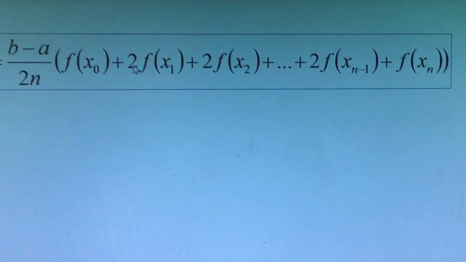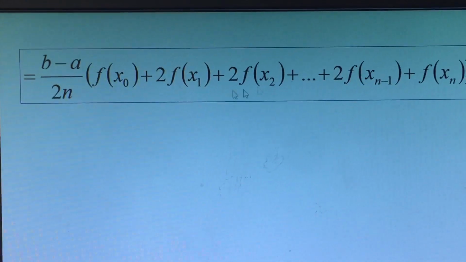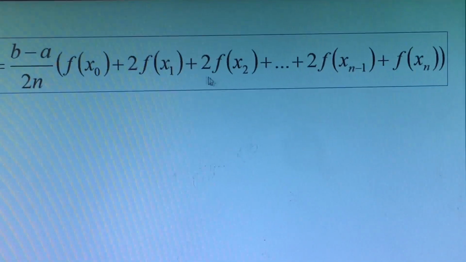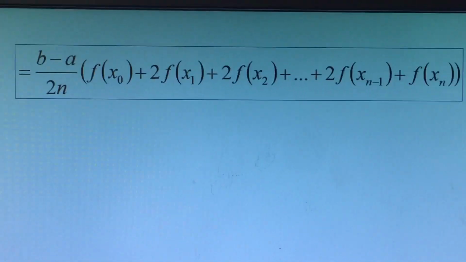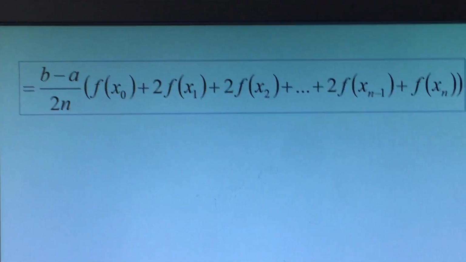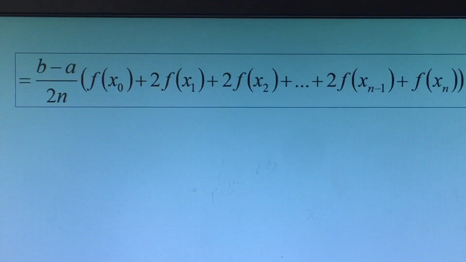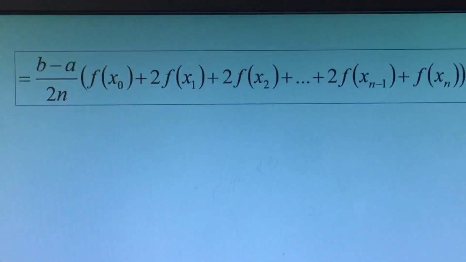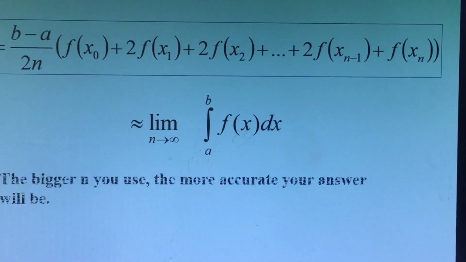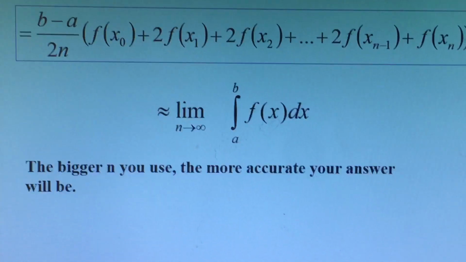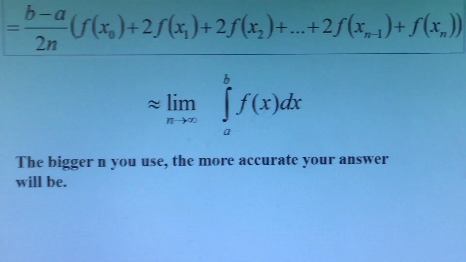And then you see 2 times, always, the coefficients are the same: 2 f of x1, 2 times f of x2, 2 times, and so on. I guess you can remember this formula. I think it's not difficult. I generalize it, and we can find the area under the curve, right? The bigger n you use, the more accurate your answer will be, right?